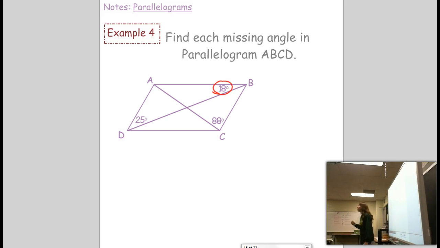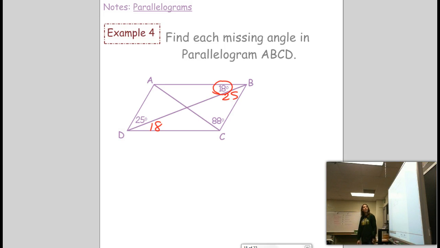This is a parallelogram. So we've got parallel sides. When you've got parallel sides, you can use alternate interior angles. 18, 18. Everyone mark your picture. Now do it with the 25. 25, 25. Alternate interior angles. Oh, so we have all the angles basically.